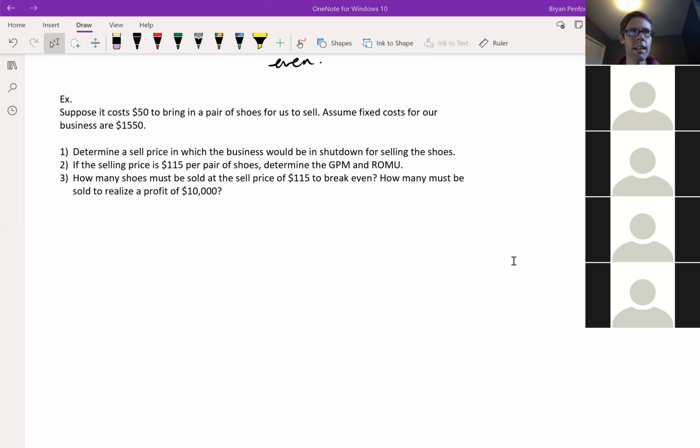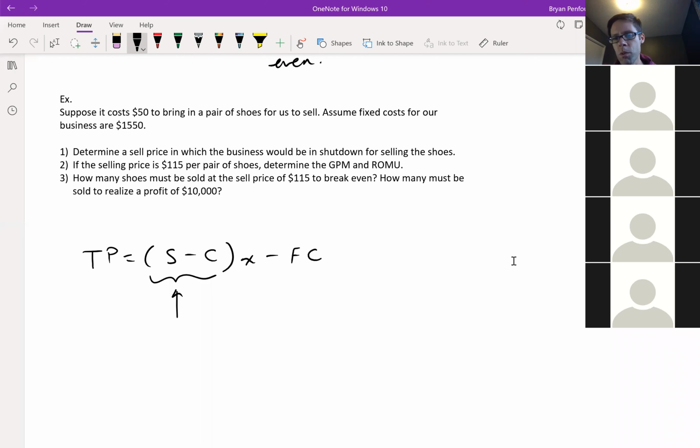Yeah, Alexander, a way that I like to think about shutdown is it doesn't make sense for me as a business to keep bringing this item in if I'm selling it at a loss. So what we're really doing is looking at our total profit function, and it's this markup number here that gives us some of that information. S minus C is our markup in dollars. If the selling price ever becomes less than the cost, that's technically when we're in shutdown.